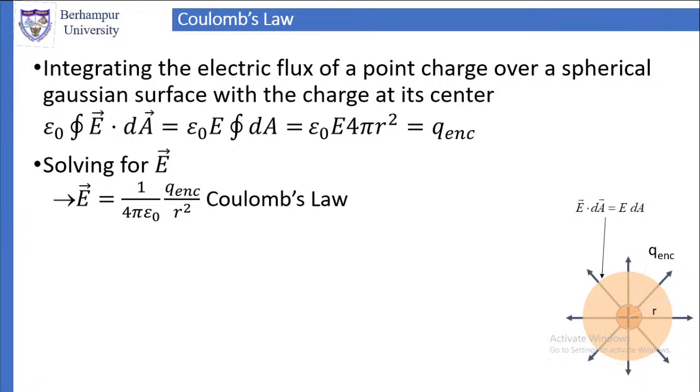So E is equal to 1 by 4 pi epsilon 0 Q enclosed by r square is Coulomb's law, which means Gauss law and Coulomb's law both are one and the same thing. From Gauss law you can derive Coulomb's law, and from Coulomb's law also you can derive Gauss law. Both of them are possible.